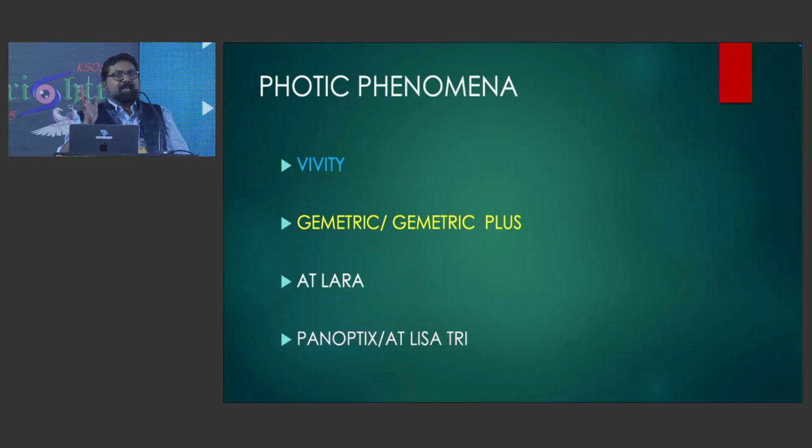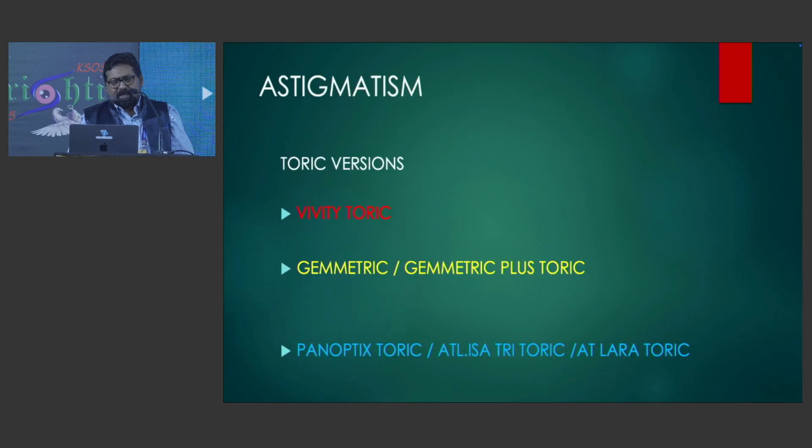Looking at the photic phenomena, if that is the main criteria, lenses like Vivity, the X-EDOFs are one very good lenses which give the photic phenomena profile almost like a monofocal. You have the Geometric Plus from Hoya, which also is a trifocal, but with almost 10% loss of light, the AT Lara, or the Panoptics and the AT Lisa, the trifocals are still good with a loss of around 12 to 14% of light. The more the number of rings, the more photic phenomena. The more loss of light, the more photic phenomena.